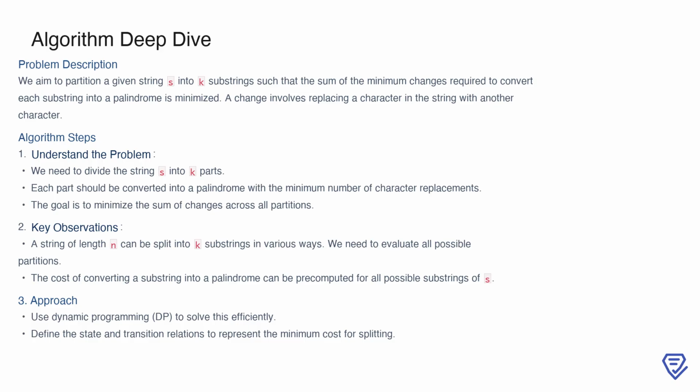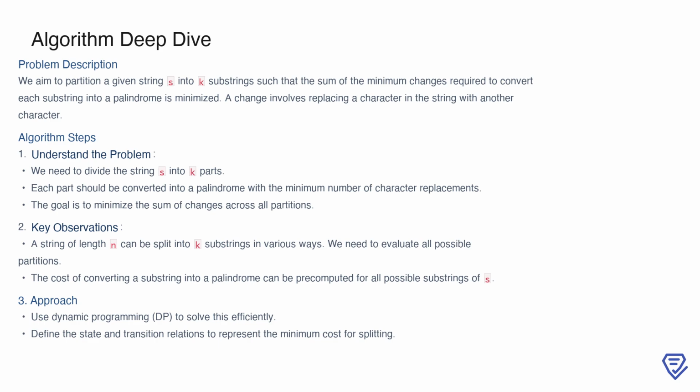To solve this problem, we need to partition a string S into k substrings such that the total cost of converting each substring into a palindrome is minimized. A change here refers to replacing a character with another to make the substring symmetric. The first step is to understand that we must divide the string into exactly k parts, and each part must be transformed into a palindrome at the lowest cost.